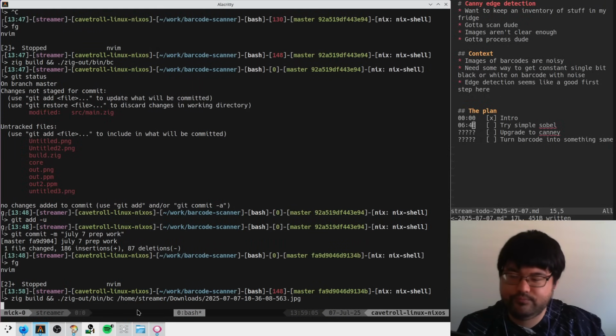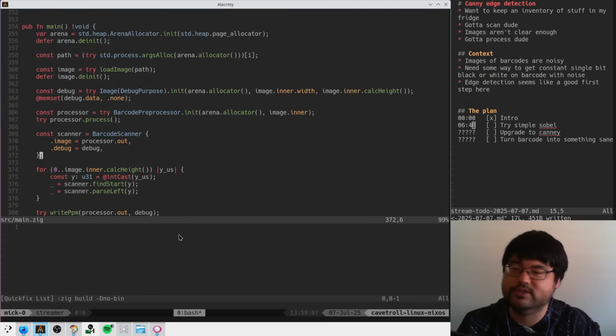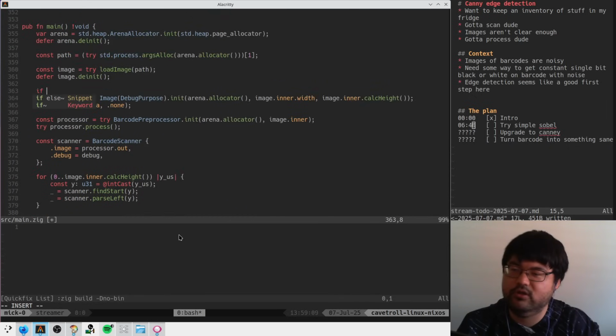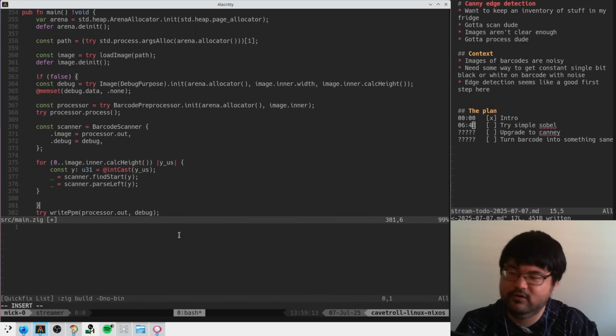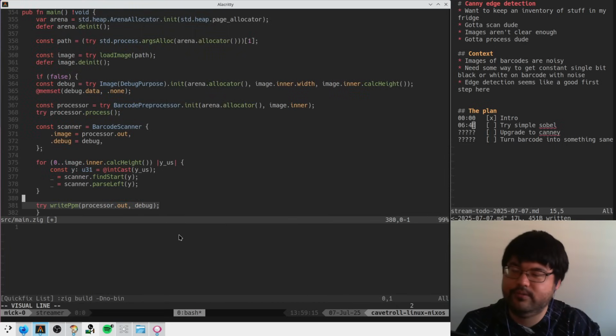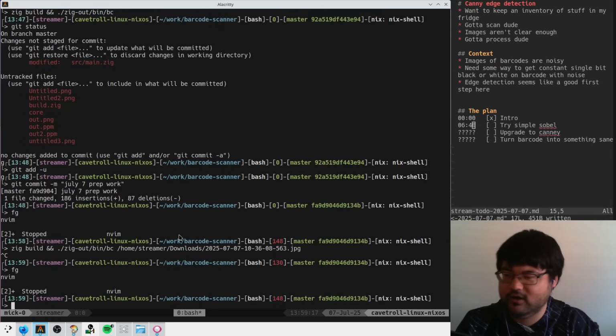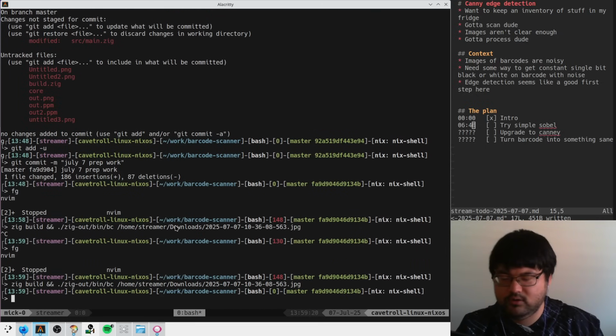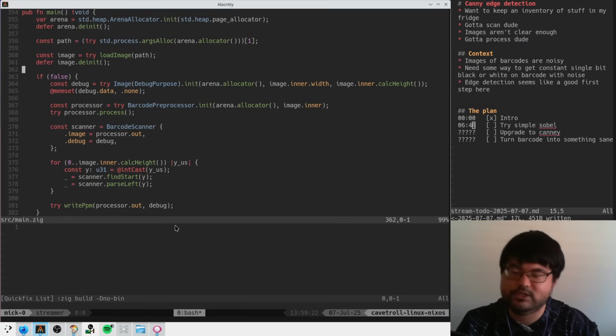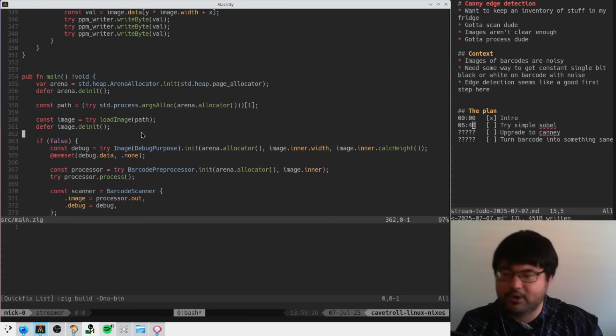Yep. Okay. Now, this is going to fall over because all of this stuff is barcode processing. So just if false that. Keep that for later. And okay, let's try running an image kernel on this thing. So, how do we do that?